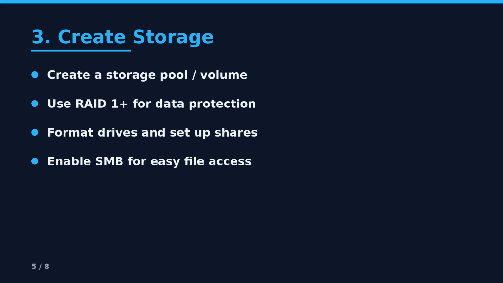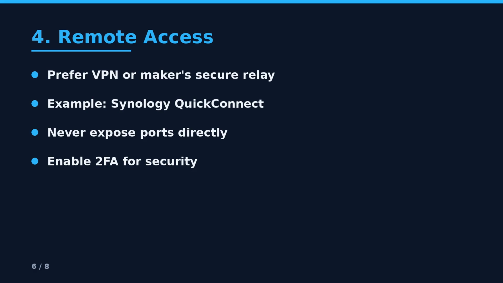Enable file services like SMB for easy sharing with Windows, Mac, and mobile devices. For remote access, set up a VPN on your router or use the NAS maker's secure remote access feature, such as Synology Quick Connect. Avoid exposing ports directly to the internet.